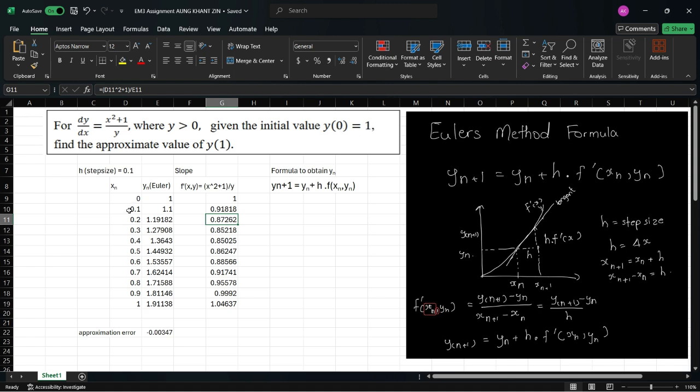And then we increase x by 0.1 and calculate the value of y_n using this formula. In the Excel sheet, I already put the formula here. So we keep on increasing x_n until we reach the desired value, which is 1. Our final approximation of y(1) will be 1.91138. And this column represents the slope, which is f'(x_n, y_n), and it is calculated by using the corresponding x_n and y_n.